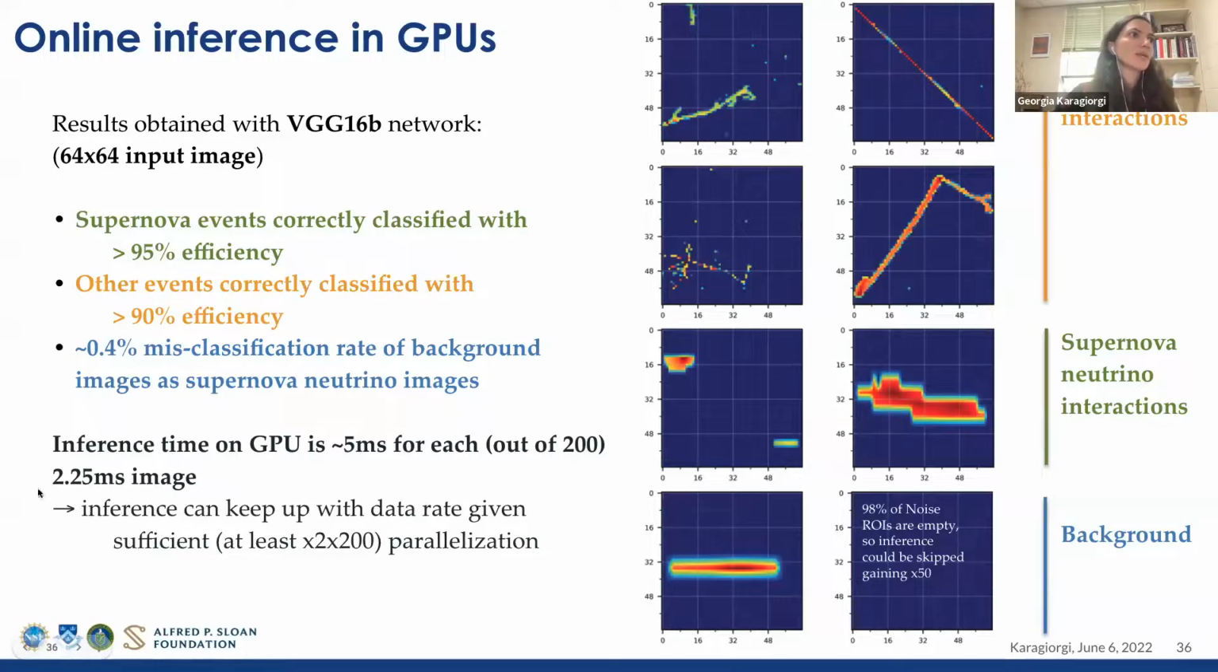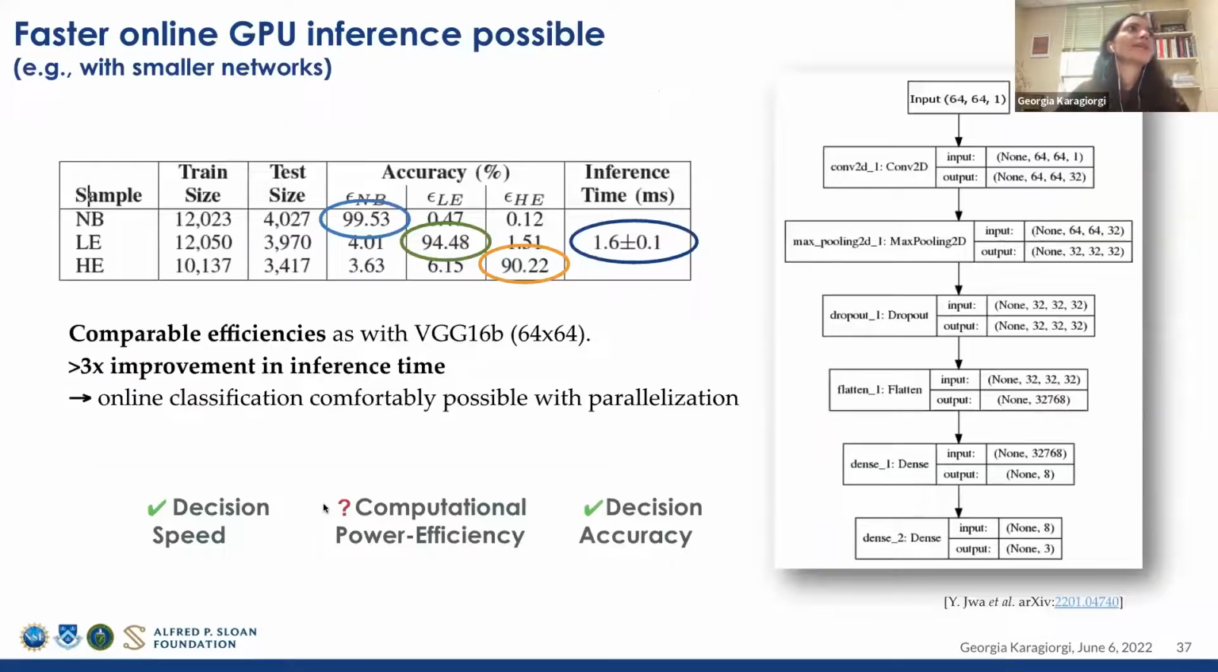And so this is for a frame that is coming from 1 out of the 200 cells. And so assuming a parallelization, at least 200 or 400 actually GPUs, then we could keep up with the data rate in terms of inference, at least.